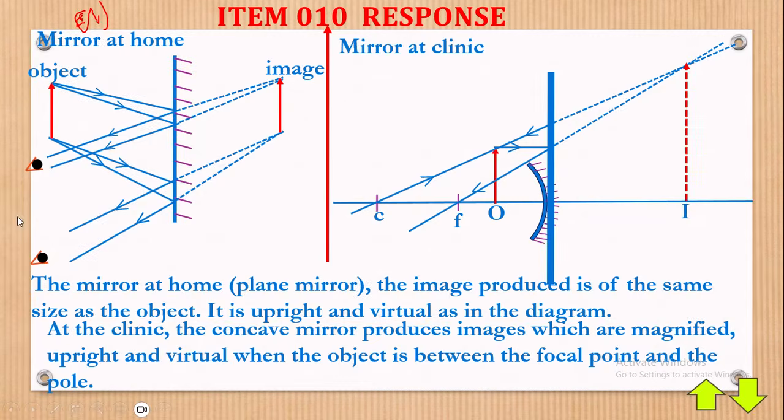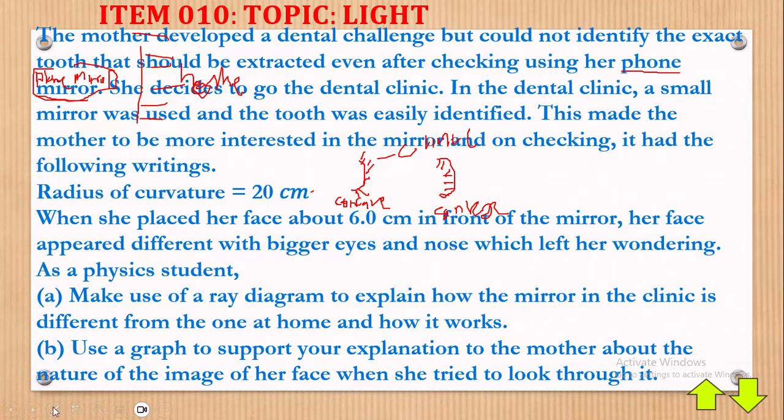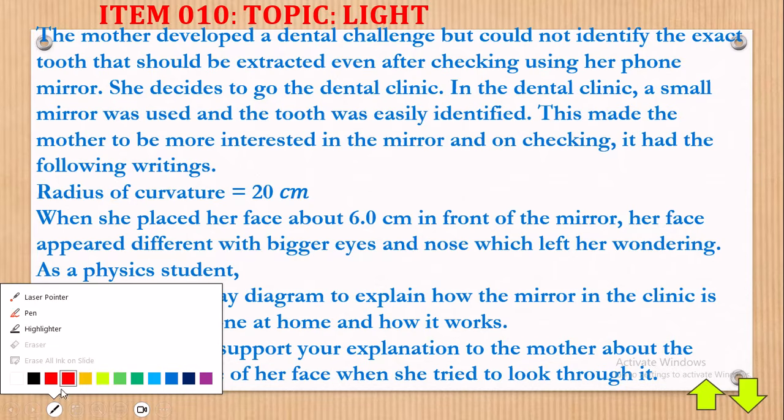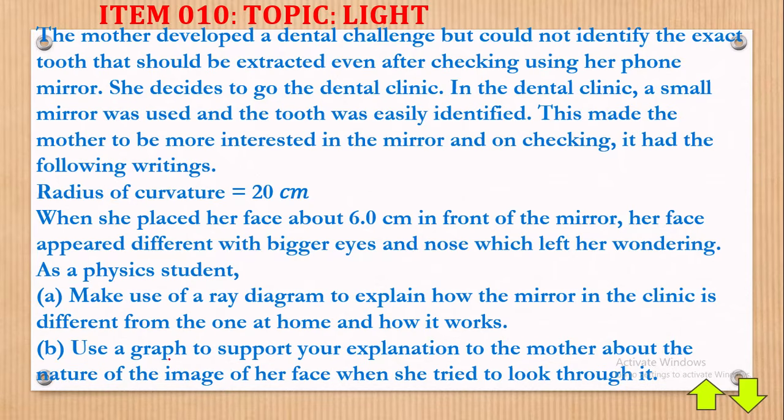Let's go and see now what they need in part B. They're saying part B, use the graph to support your explanation to the mother about the nature of the image of her face when she tried to look through it. Now the nature of the image of her face is about magnification, the image becoming bigger. That's what I mean, and now our answers will rotate from that. But again, if you have to use a graph, then you're going to draw. Remember, the mirror which made her face bigger was a concave mirror. So we're going to use this one here.